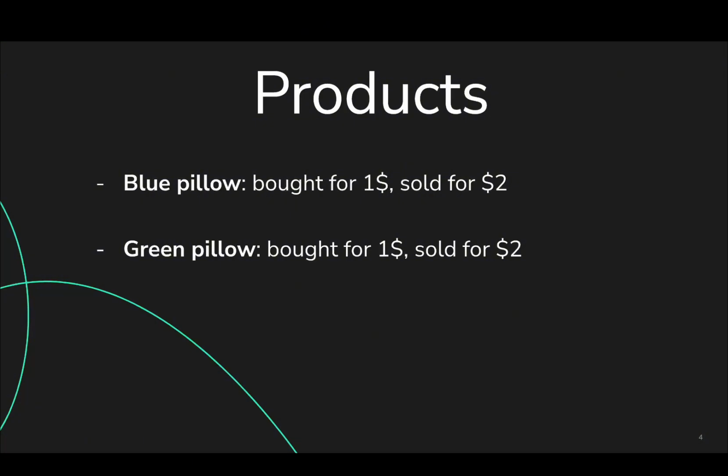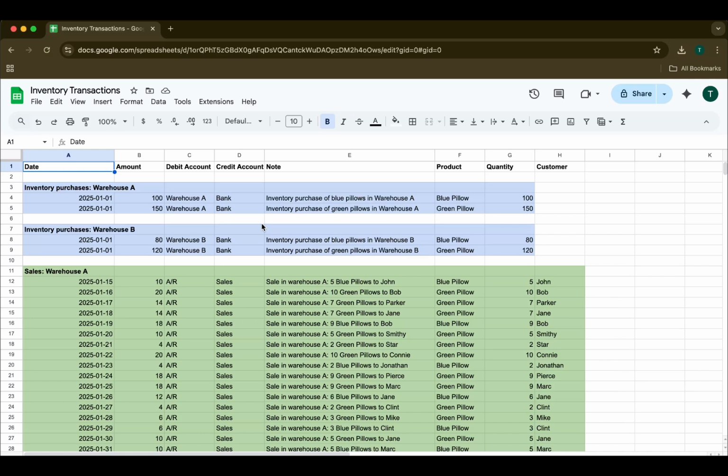Let's take a look at the CSV file. As you can see here, I prepared some transactions. First of all, let's take a look at the headers of this file. So we have date, amount, debit account, credit account, note or description of each transaction. We have a product, so blue or green pillow. We have a quantity, and potentially we have a customer. So these are our headers.